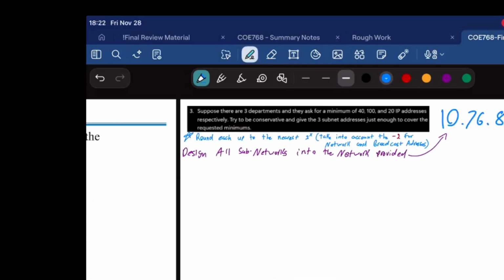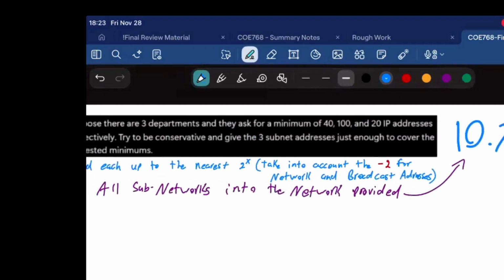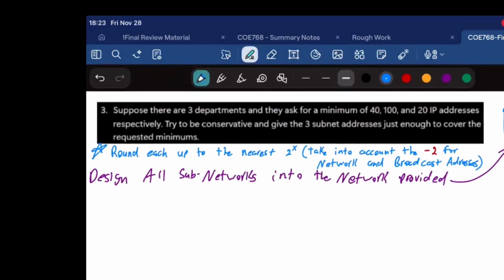Okay, moving on. Now we have a slightly different question. You have 3 departments, and each is asking for a minimum of 40, 100, and 20 IP addresses respectively. Try to be as conservative as possible and give 3 subnets within a range that I have decided on that would be enough to cover the requested minimums.